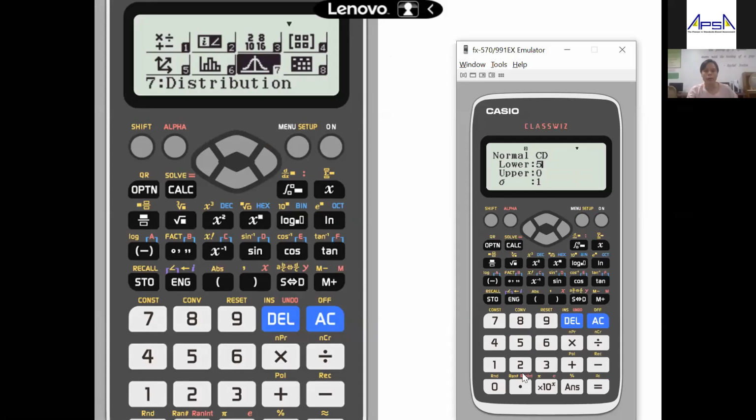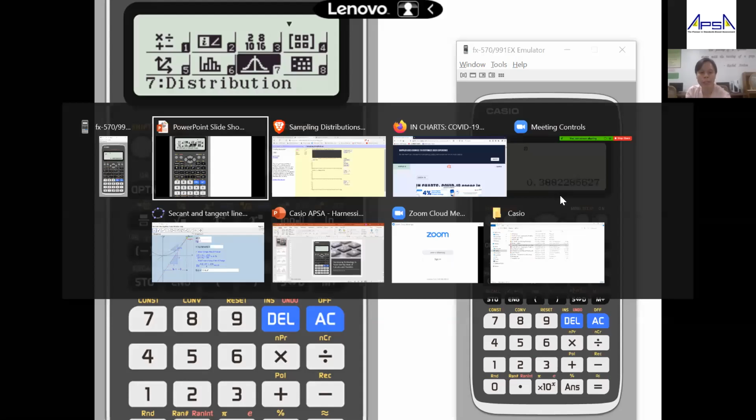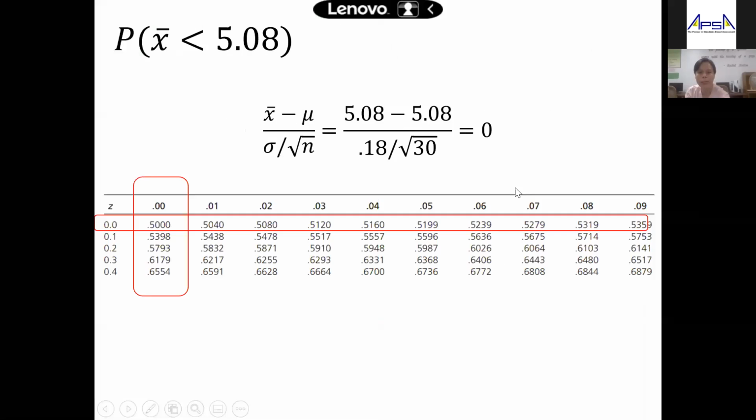Okay? Our question was 5.04. Upper is 5.08. Okay? Our sigma was 0.18 divided by square root of 30. Yeah. And then our mean was 5.08, equals, okay, 0.3882. If you compare this with the answer from the table, it's 0.3888.